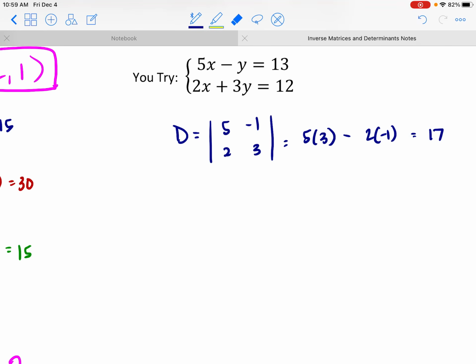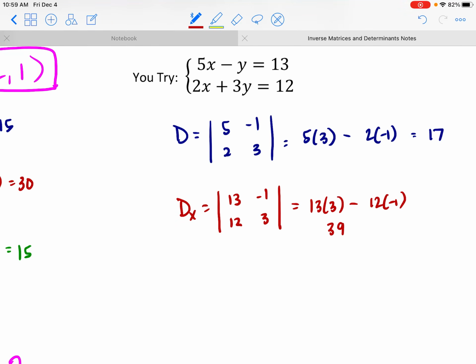So 17 there. And now we're going to find the determinant of x. So we're going to replace the coefficients of x with the constants, which are 13 and 12, and we'll keep the -1 and 3. And so 13 times 3 and 12 times -1, and we find the difference. So 39, and this is going to be plus 12, so 51.